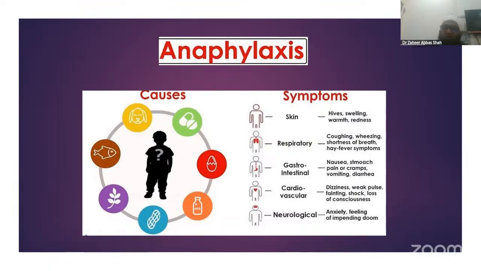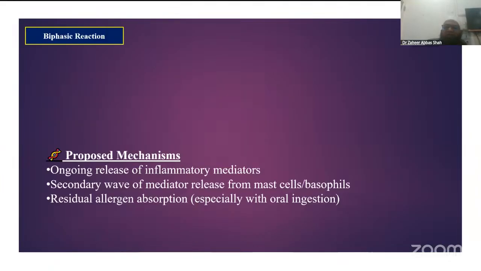Cardiovascular: dizziness, weak pulse, fainting, shock, and loss of consciousness will be there. So these things will happen, and due to the fainting attack, the patient will fall down. We had one colleague, a renowned allergist of India, who had a bedbug bite, and he fell down when we were studying at a renowned institute of India. Fortunately he survived, and he was given adrenaline. Neurological, we have anxiety and feeling.